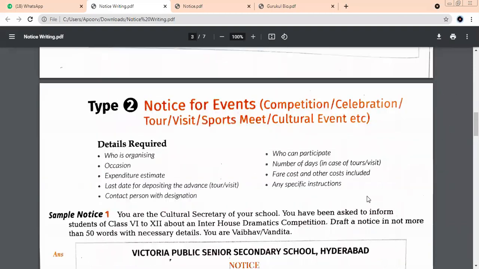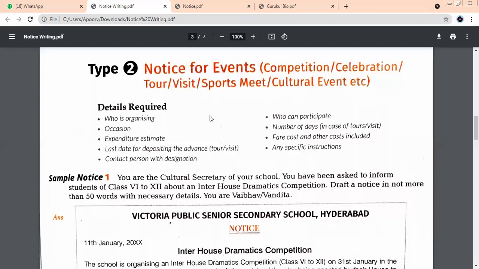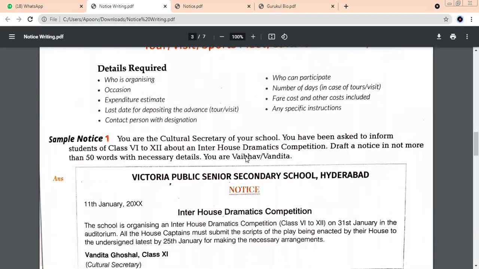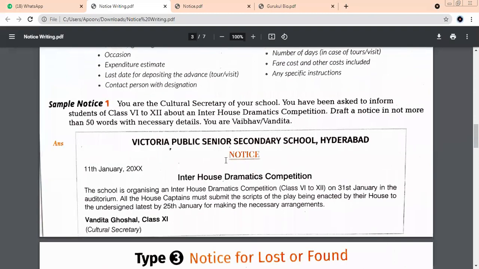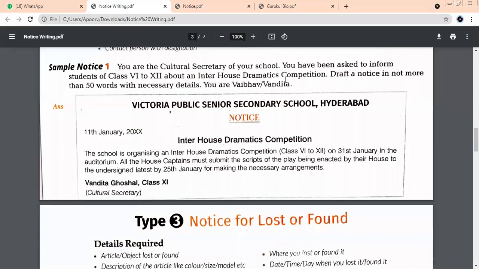Moving on to the second type of notice. Notice for events. It could be a competition, a celebration, a tour, a visit, a sports meet, or a cultural event, anything it could be. The details would almost be the same, a little bit change. I'll be asking these questions and you'll be answering. First, you have to only read this, type 2 notice. Please read this and then answer my questions. All these questions which are on the top, I'll be asking you.